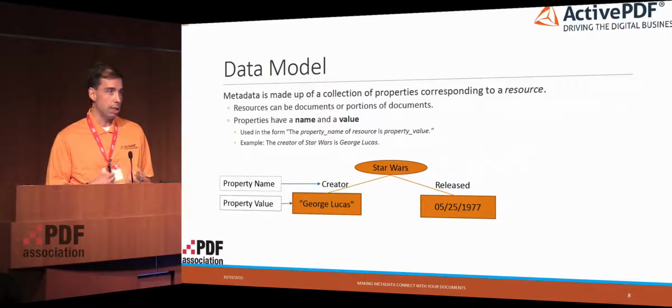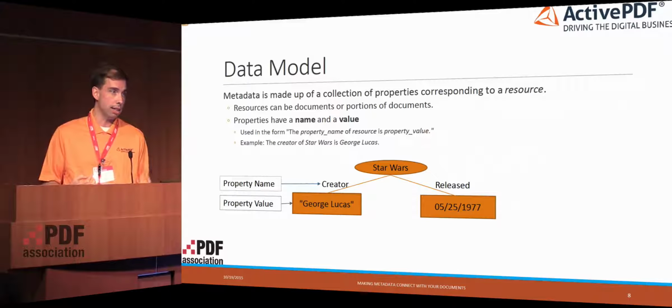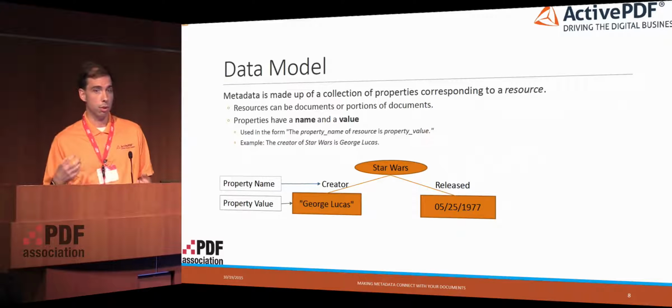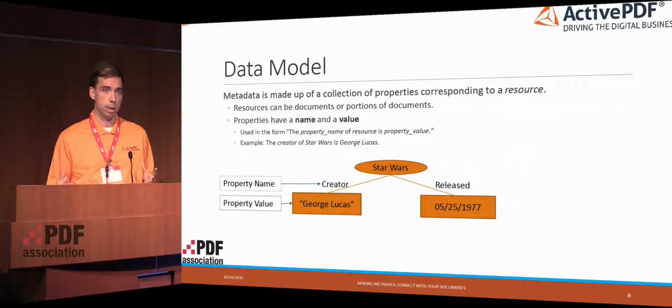The data model for it is pretty basic. What we do is we have resources. These could be documents, it could be portions of documents. For example, an image inside of a PDF could have its own XMP metadata compared with the whole document having its own XMP metadata.